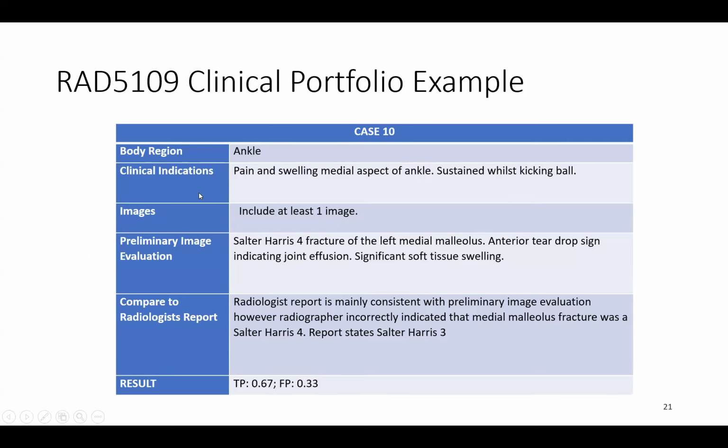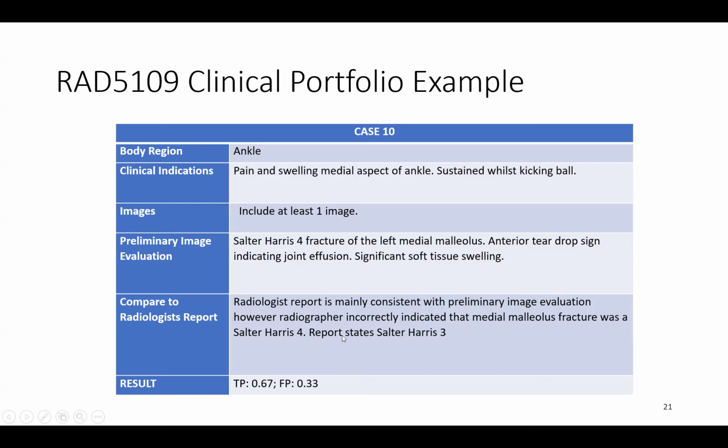Now, here's an example of how you should write up a case. So this would now be your case number 10. It's an ankle, the clinical indications written there, and then also include at least 1 image. So the preliminary image evaluation by the student was that there's a Salter-Harris type 4 fracture of the left medial malleolus. There's an anterior teardrop sign indicating joint effusion and significant soft tissue swelling.